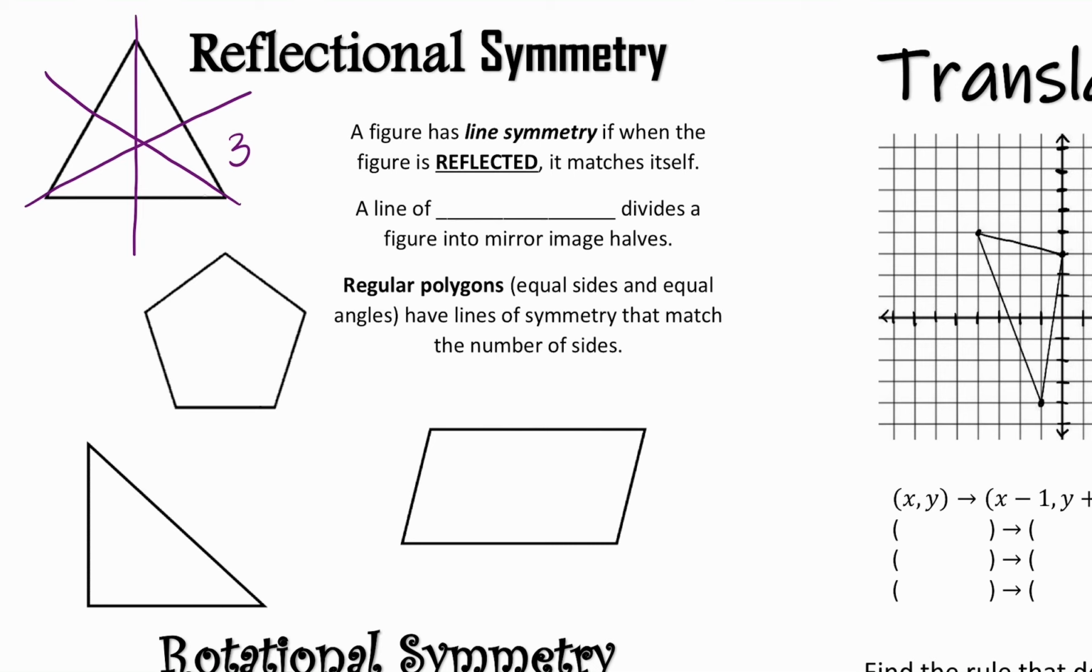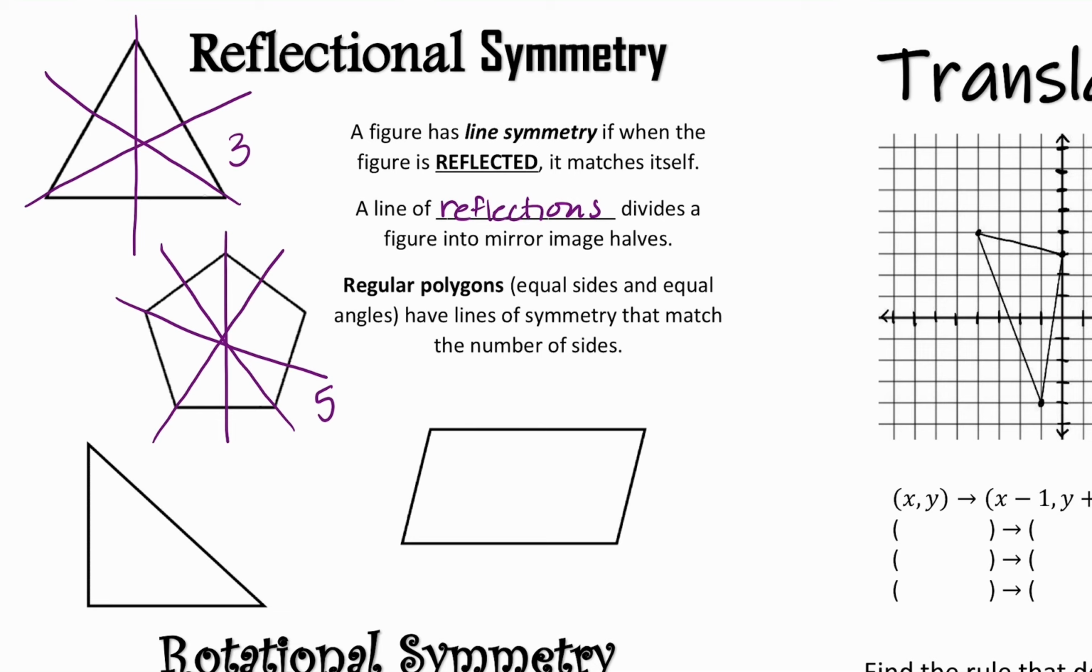So it is a line of reflection that divides a figure into mirror image halves. Regular polygons, which means that they have equal sides and equal angles, have lines of symmetry that match the number of sides. So like the triangle is an equilateral triangle. 1, 2, 3. They're all equal, so therefore they have 3 lines of reflectional symmetry. If we look at the polygon, we have 5 lines of reflectional symmetry because it is a regular polygon. So we have 5 lines of reflectional symmetry.